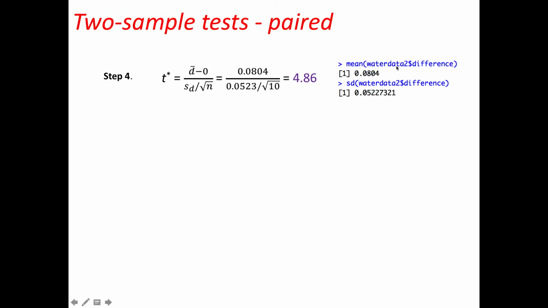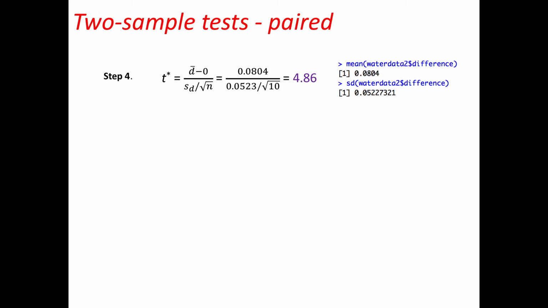Mean, parentheses, water data 2, $ difference will give you the mean, 0.804. SD is the function that you use to calculate standard deviation from a group of data. Here's our group of data, and here's our standard deviation, which is what we put here. And you know our n value to calculate the formula to calculate out your t statistic for a paired t-test. In this case, our value is 4.86.